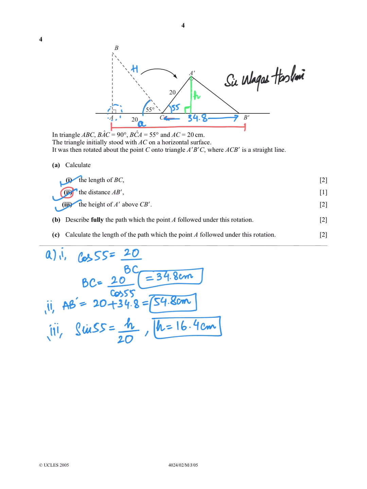After that it says part B, describe fully the path which the point A followed under this rotation. Alright, so we need to describe the movement of A, and we need to describe fully, right? So let's pick the point A first. So let me highlight it. Initially the point A is here at the yellow mark, and after that it is this point, right? So you see that it is a transformation with the center point, and that is C.